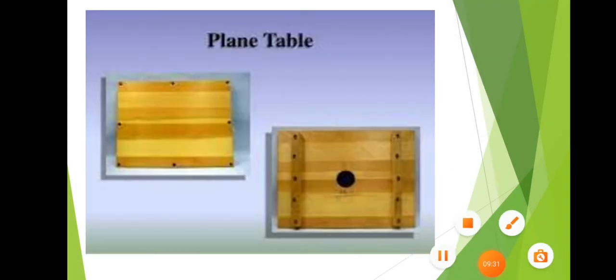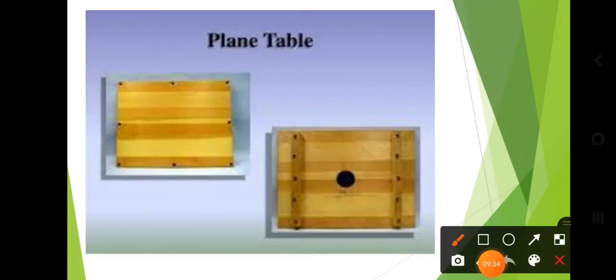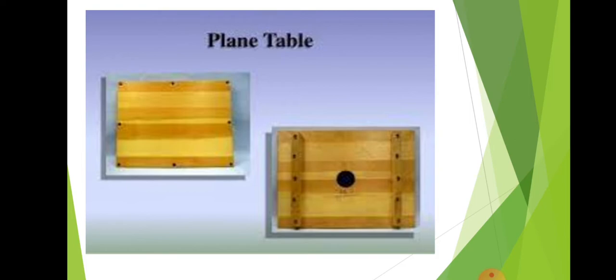Now this one is a plane table. It is made up of this drawing board. It is made up of well seasoned wood, teak or pine, and it has this ball and socket joint. With the help of that it is fixed over the tripod.